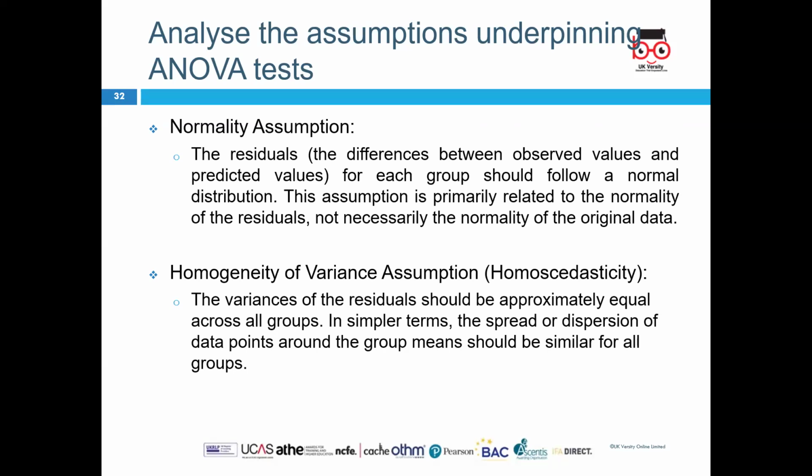Then homogeneity of variance assumption, which is homoscedasticity. The variances of the residuals should be approximately equal across all groups. In simpler terms, the spread or dispersion of data points around the group means should be similar for all the groups. So that is the homoscedasticity assumption.